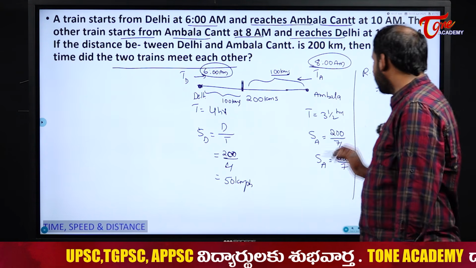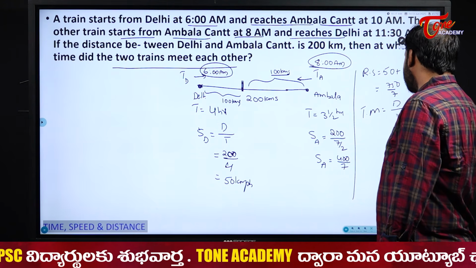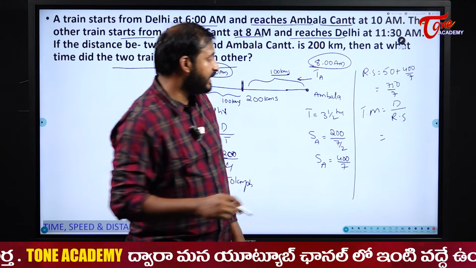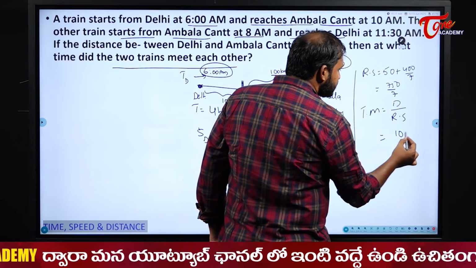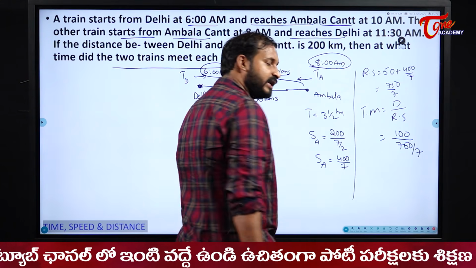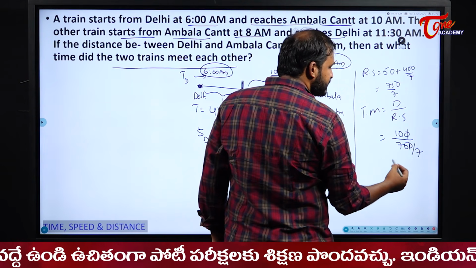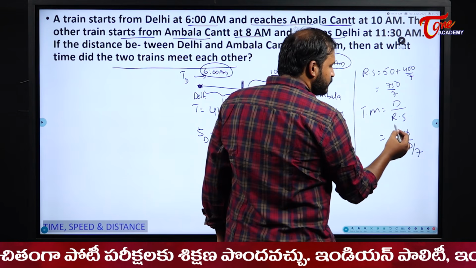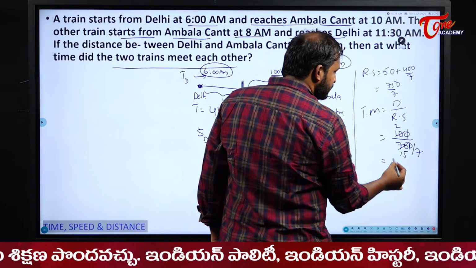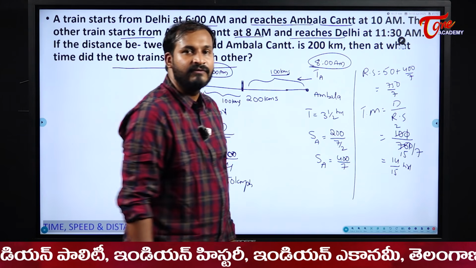Now time taken to meet is equal to distance by relative speed. What is the distance between them at 8 a.m.? At 8 a.m. the distance between them is 100 kilometers, and the relative speed is 750 by 7. So 7 will go to the numerator, the zeros get cancelled, and 5 twos are 10, 5 threes are 15. It will become what, students? 14 by 15 hours.